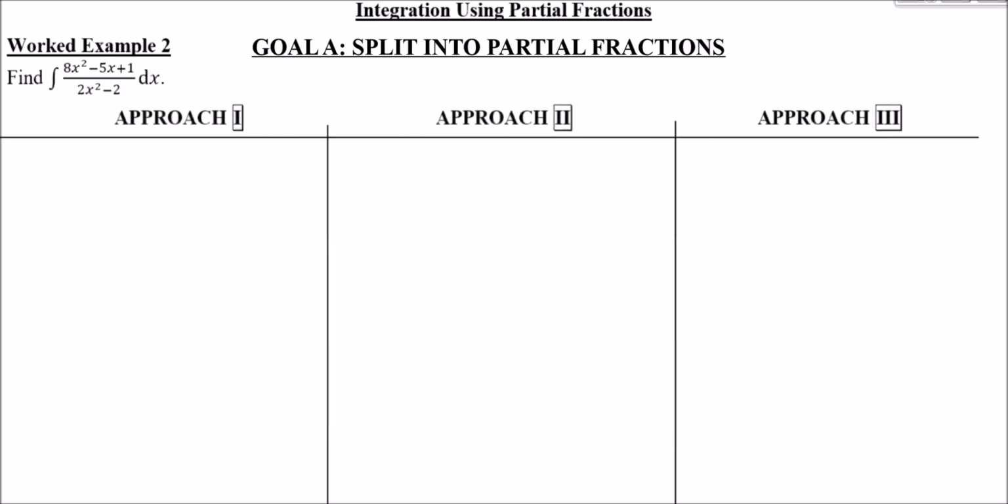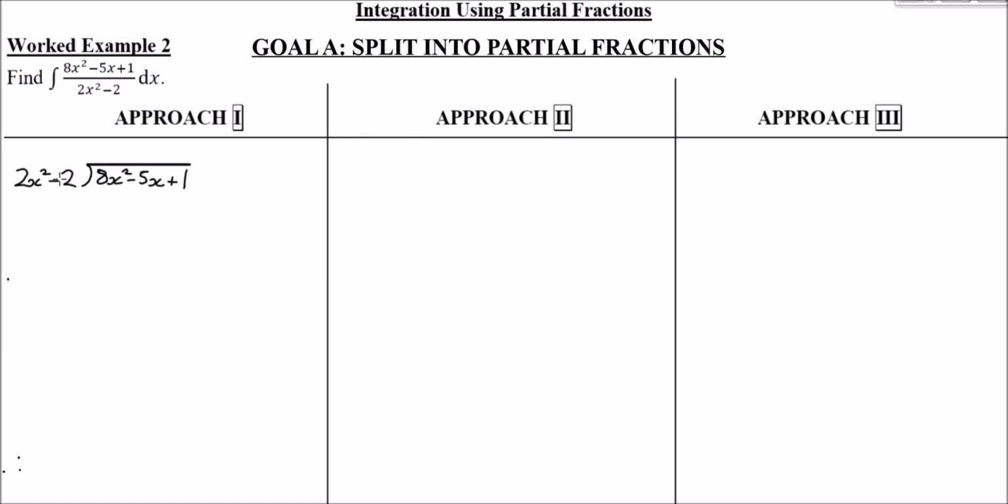So worked example 2, what we're going to do here is we're going to find the integral of 8x squared minus 5x plus 1 all over 2x squared minus 2 with respect to x. So we're going to do this showing these 3 different approaches. So the first goal is to split into partial fractions. Before we can actually integrate it, we need to split it into partial fractions first. So approach 1, 2, and 3. So approach 1, algebraic division.